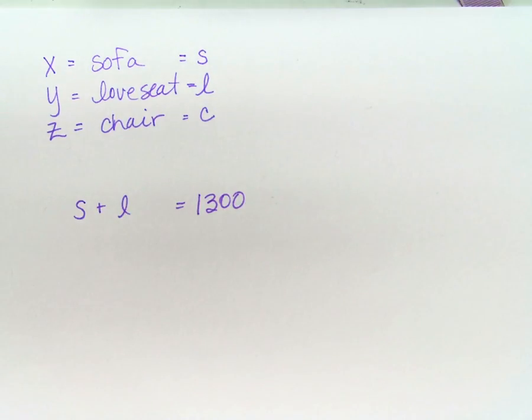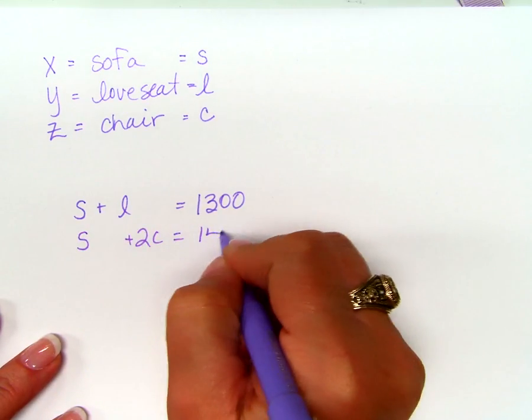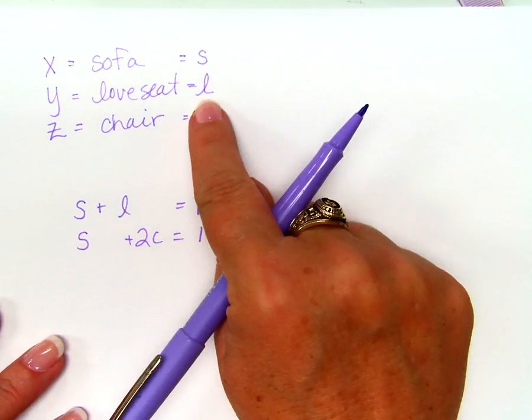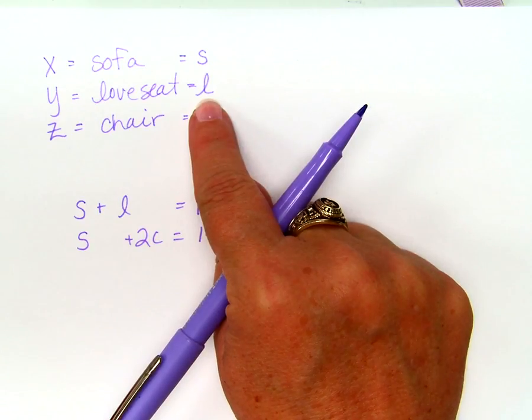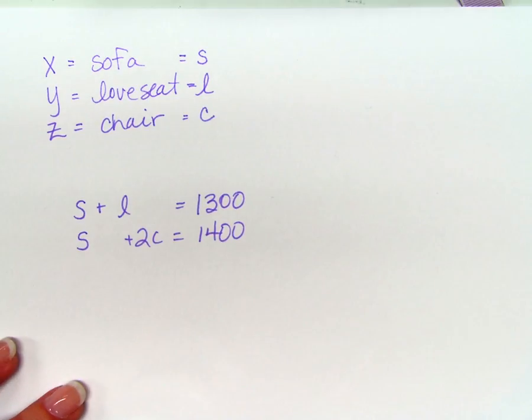A sofa and 2 chairs is 1,400. S plus 2C equals 1400. Hey guys, why did I use a cursive L here for love seat? So it's not an L, right? So we don't confuse it with the 1, okay? All right, and then one of each is $1,600.